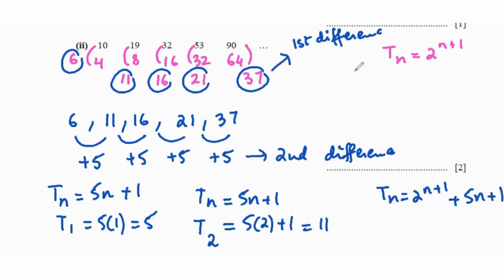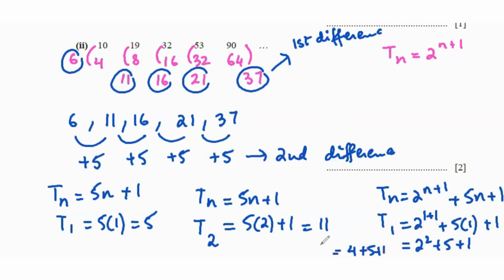Why? Because if we check the terms from the sequence in the question, T1 would be 2 to the power of 1 plus 1 plus 5 times 1 plus 1. 2 squared plus 5 plus 1. 2 squared is 4, plus 5 plus 1, and that is 10. This is exactly what the first term is over here.